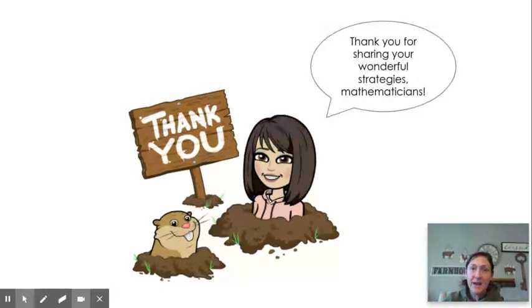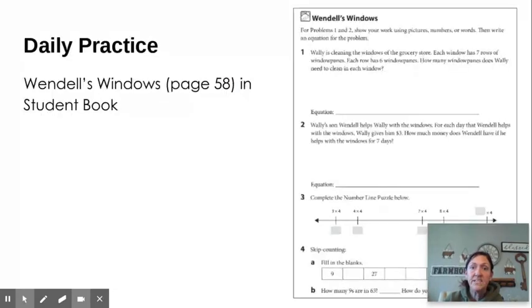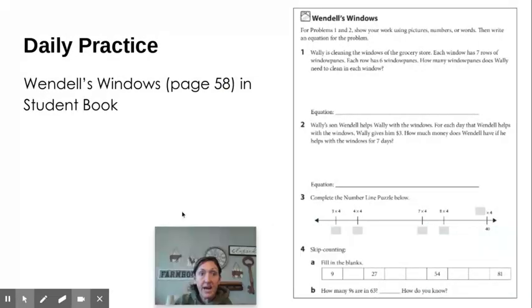Awesome. Thanks for sharing your math strategies. You are amazing mathematicians. Now, boys and girls, it's time for me to say goodbye and for you to get to work on page 58 in your student book, Wendell's Windows. Third graders, be sure to write neatly so that your teacher can read your work. Be sure to show your work, label your answer, follow all the directions that are given to you, and then take a really good picture and stretch it nice and big when you post it in Seesaw so that we can read it.